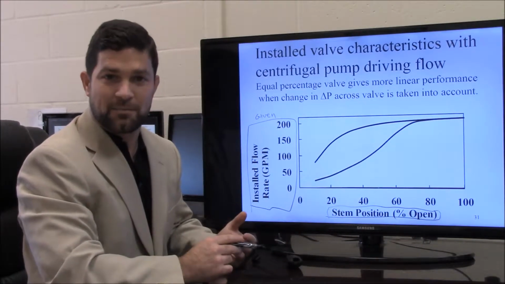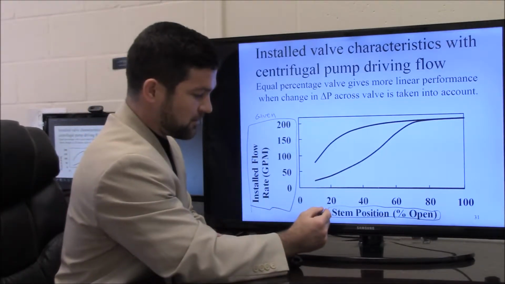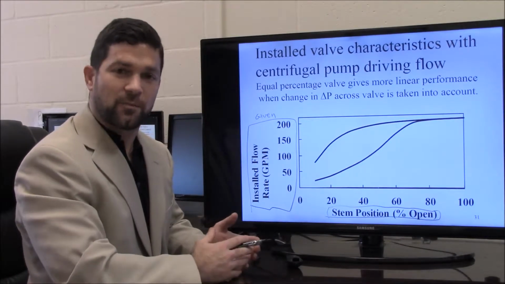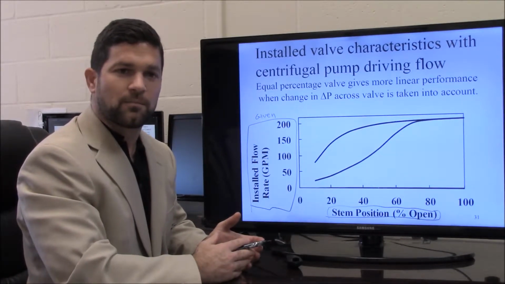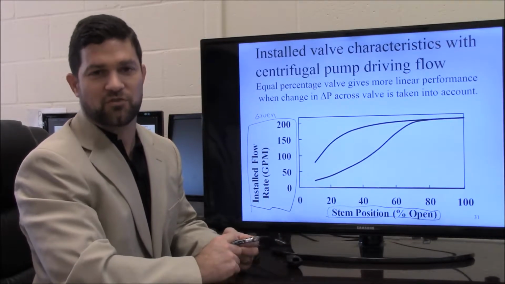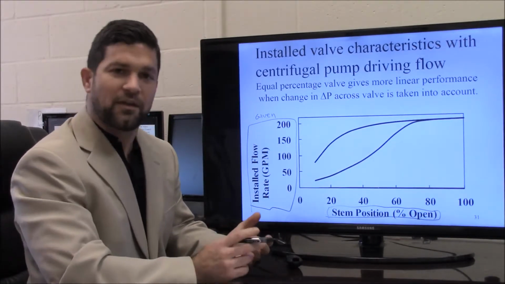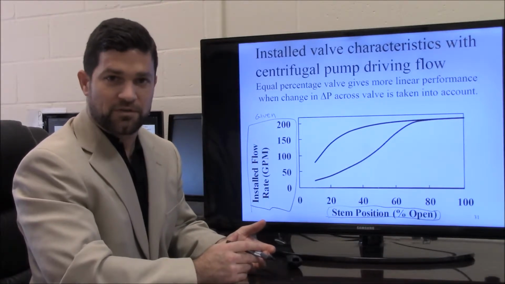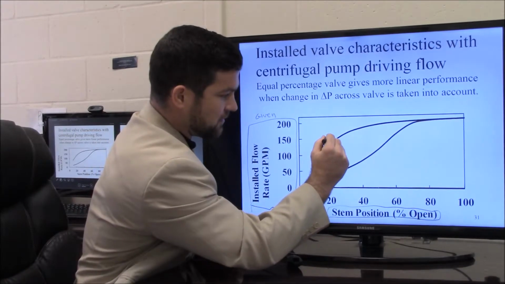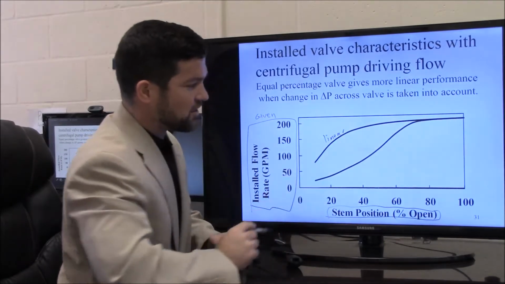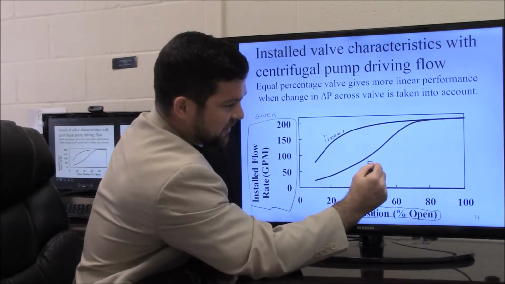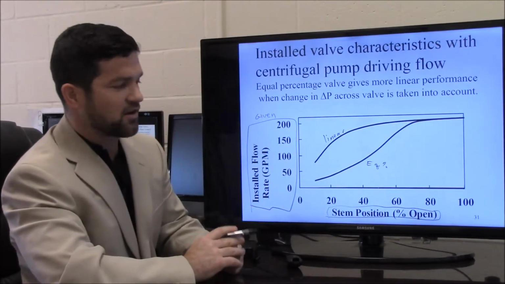We calculate the stem position, which comes from CV, which is calculated from the previous plot using the relationship between flow and pressure drop across the valve. If we calculate that now for the pump-driven flow system, we can see two different characteristics. For the linear valve, we see installed characteristics that look as shown here. And then for the equal percentage valve, we see characteristics shown here.